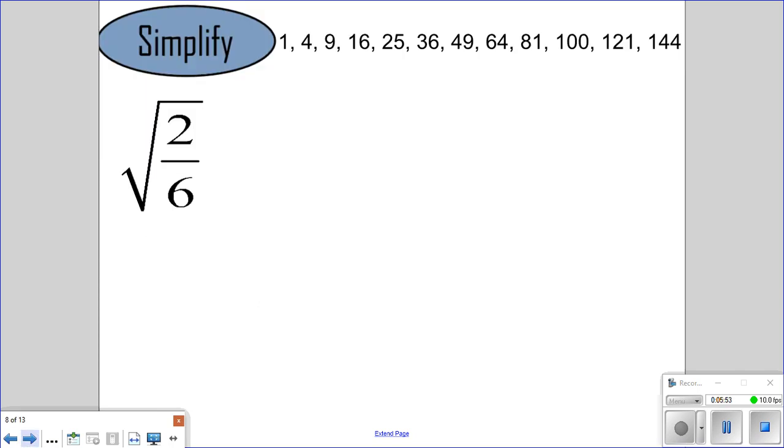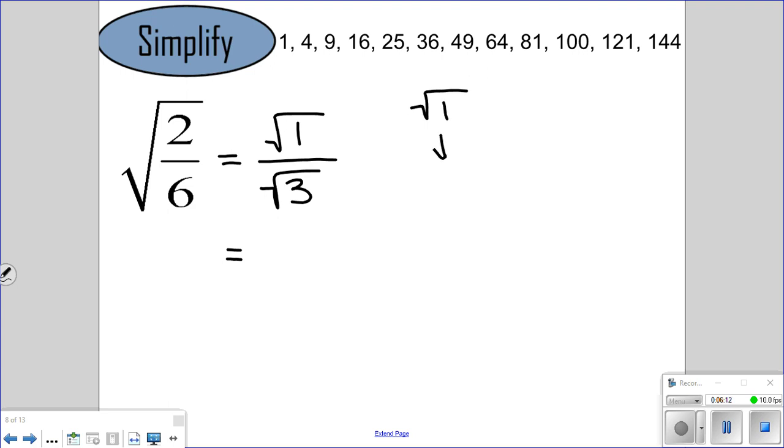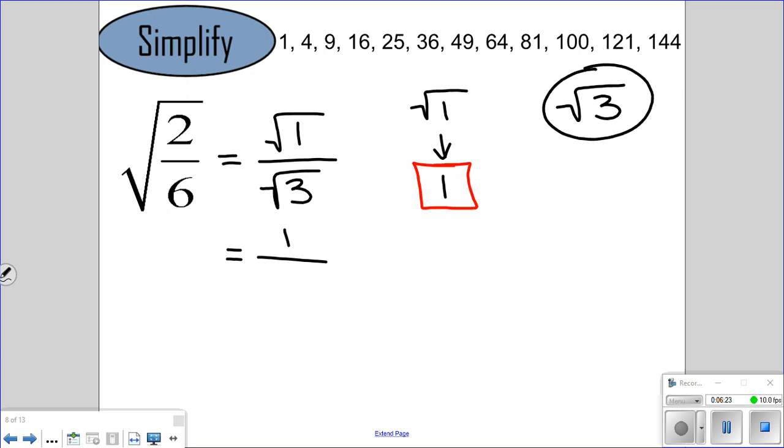Next up, we have our next problem here. And like I said, we always want to simplify our fraction first if we can. So 2 over 6 can be simplified to 1/3. So I have the square root of 1 over the square root of 3. The square root of 1 is pretty easy to do. That is 1. So I get 1 up top. The square root of 3 cannot be simplified at all. So we just simply leave it as the square root of 3.